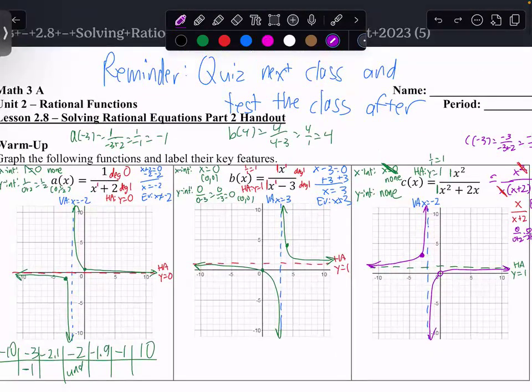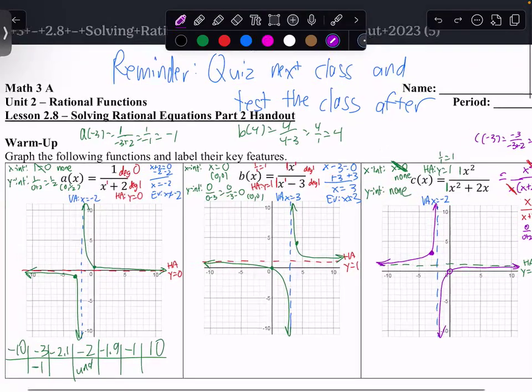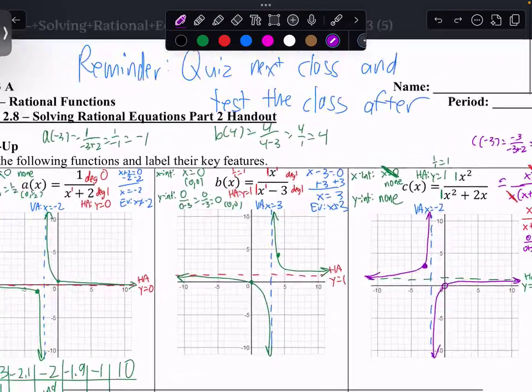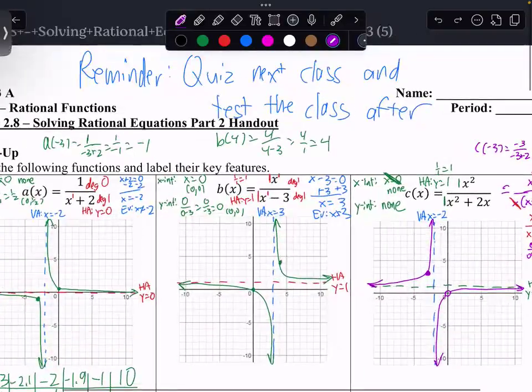So the horizontal asymptote is based on the degree of each function? Yes, and there are three cases. If they're tied, then you look at the leading coefficients. If the denominator has the bigger degree, it's y equals 0. If the numerator has the bigger degree, there's no horizontal asymptote.